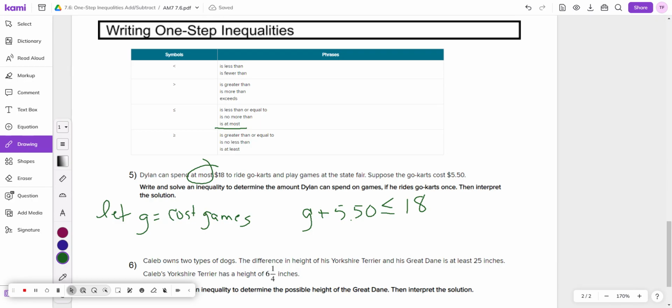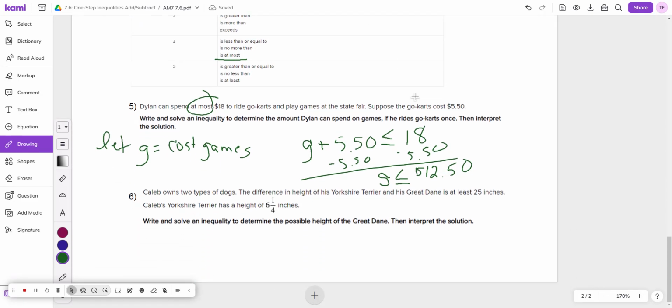To solve that, then I'm going to subtract 5.50 from both sides, which gives me G is less than or equal to, let's see, that would be $12.50. So what that means is he can spend up to $12.50 on games, but he can't spend any more because he doesn't have any more money than that. So there we go.